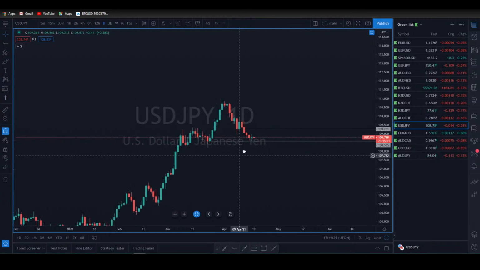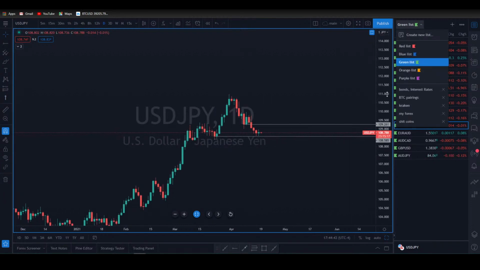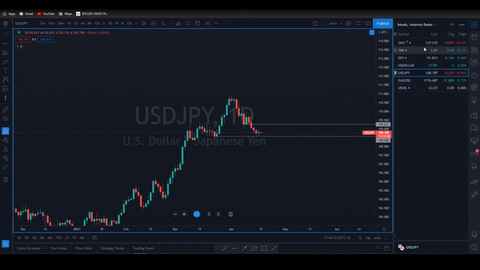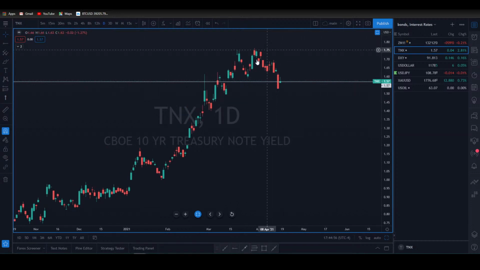I still like it to the upside because I still think as long as the interest rates are going up, if the TNX starts going down, right, then that swap or the carry trade does not look as attractive anymore. So you almost have to watch the TNX. The TNX is still going up. I mean, you had a nice down day on it.